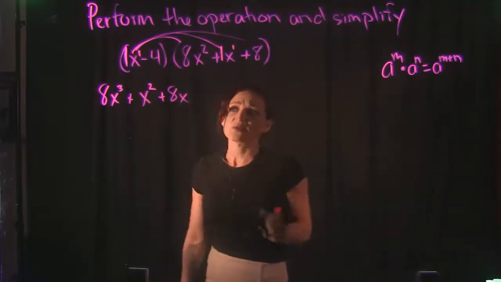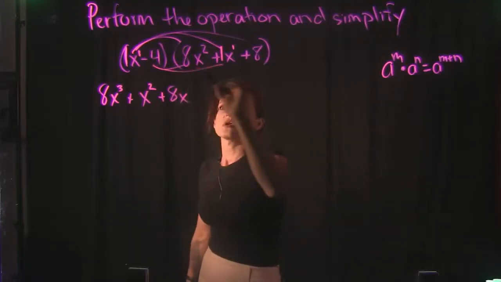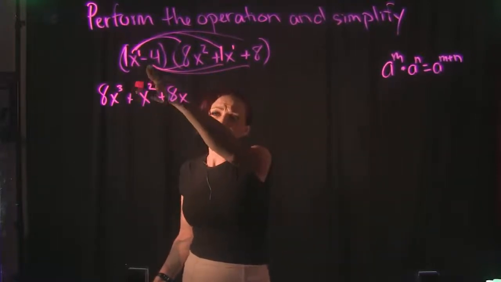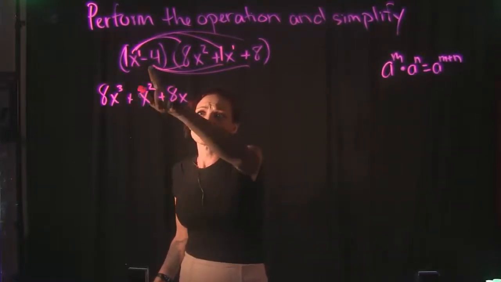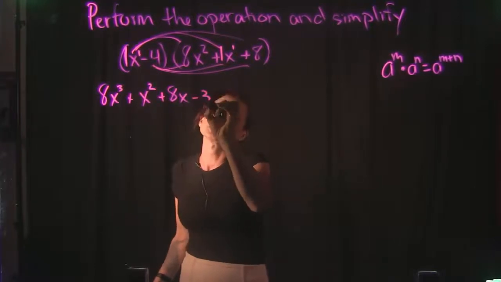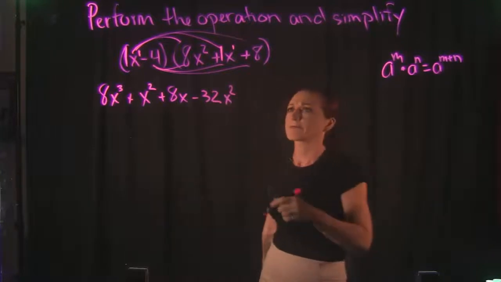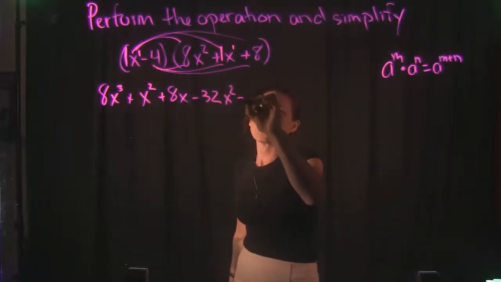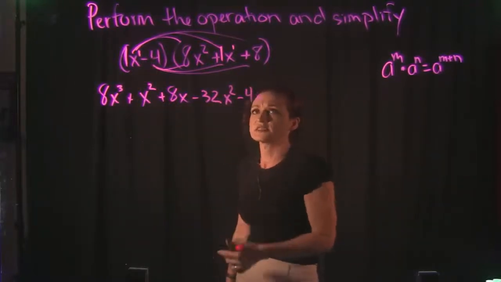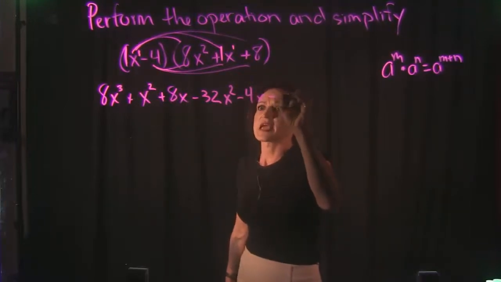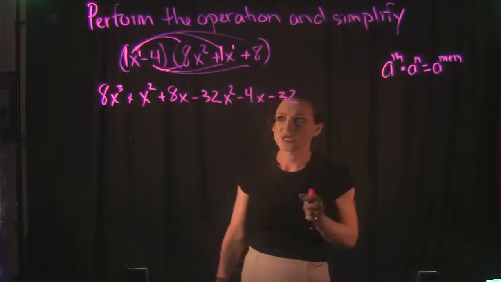Now we're done multiplying with x, so now we're going to take minus 4 and multiply it to everything in the second polynomial. That's a negative 4 times 8x squared, so negative 4 times 8 is a negative 32, and tack on the x squared with it. Negative 4 times x is a negative 4x, and negative 4 times 8 is a negative 32.